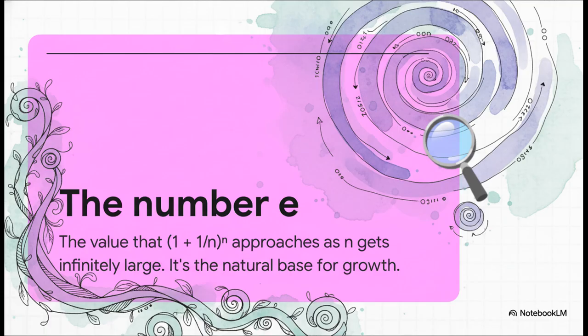Imagine you have $1, and it earns 100% interest over a year. Simple, right? You'd have $2. But what if you got that interest paid out twice a year? Or 1,000 times? A million? This formula right here shows what happens.